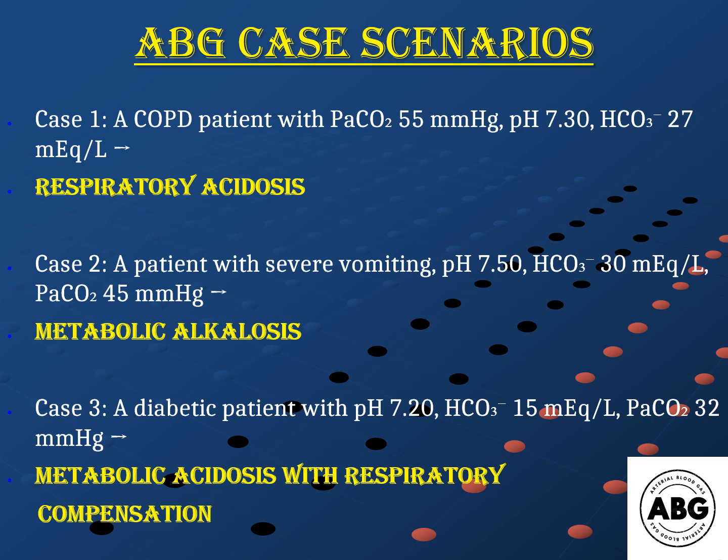pH 7.20, low, indicates acidosis. HCO3 15 mEq/L, low, suggests metabolic acidosis. PaCO2 32 mmHg, low, indicates some respiratory compensation, as the lungs are trying to blow off CO2 to compensate for the metabolic acidosis. Diagnosis: metabolic acidosis, likely due to diabetes, with some respiratory compensation. In each case, the ABG results help diagnose the underlying acid-base disorder and guide treatment.